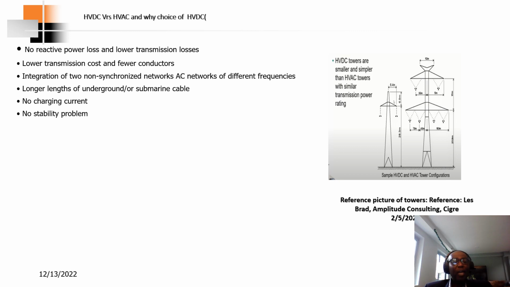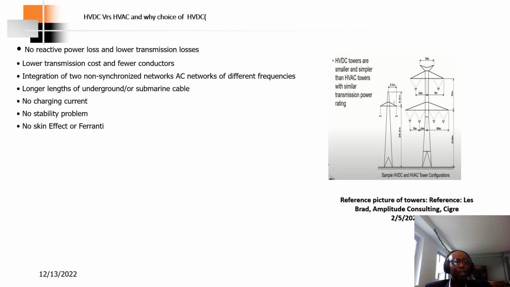As you know, for HVAC, when you have a network fault, it can result in stability problems, especially with the rate of change of frequency. It can change so fast that it can be a problem. But for HVDC, there's no problem like that, because the converters have the ability to exchange power in both directions and also provide support to the grid when needed. As such, there's no stability problem.